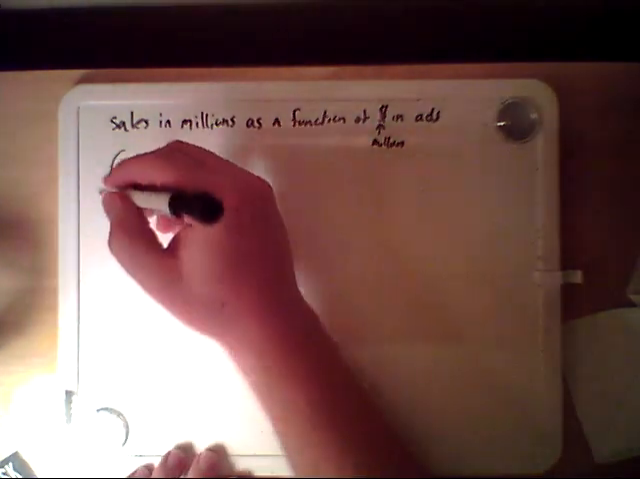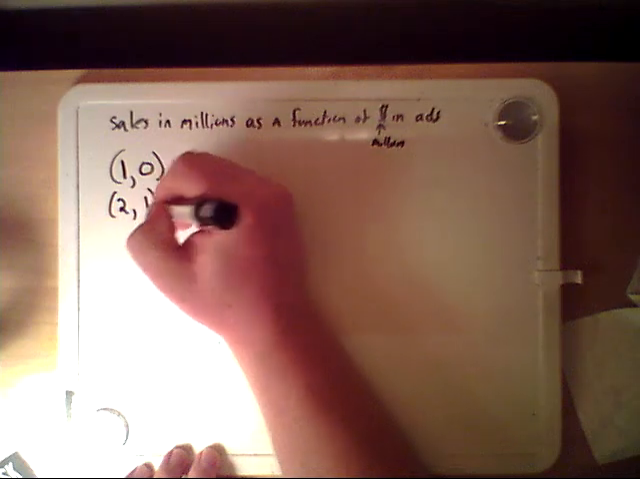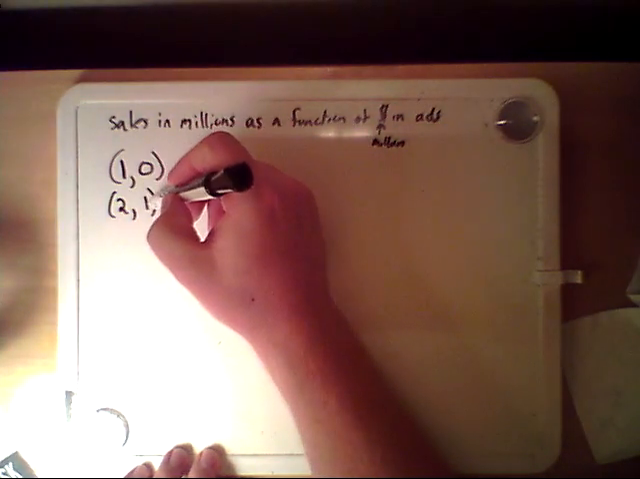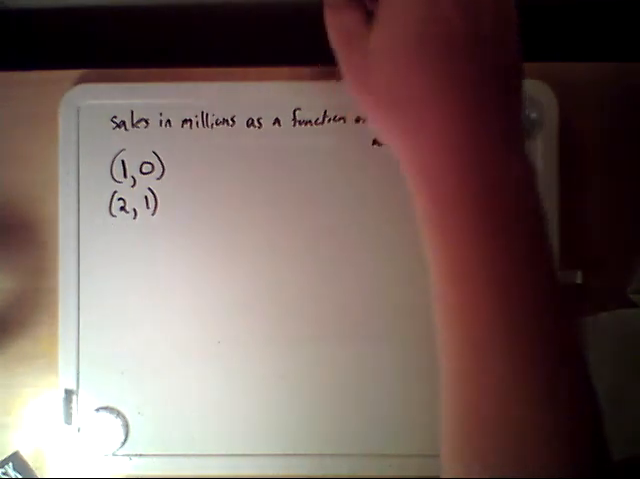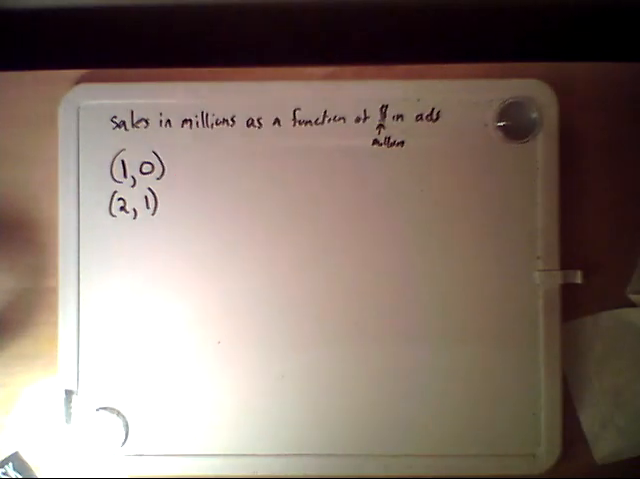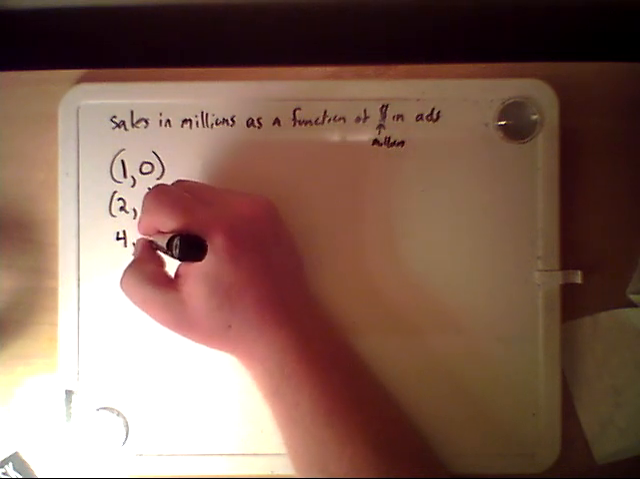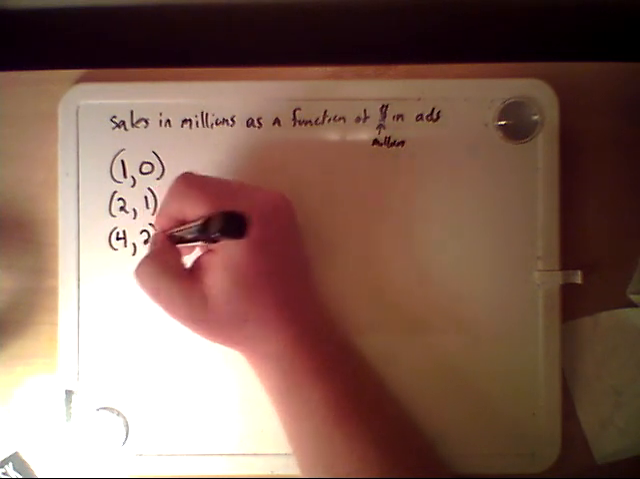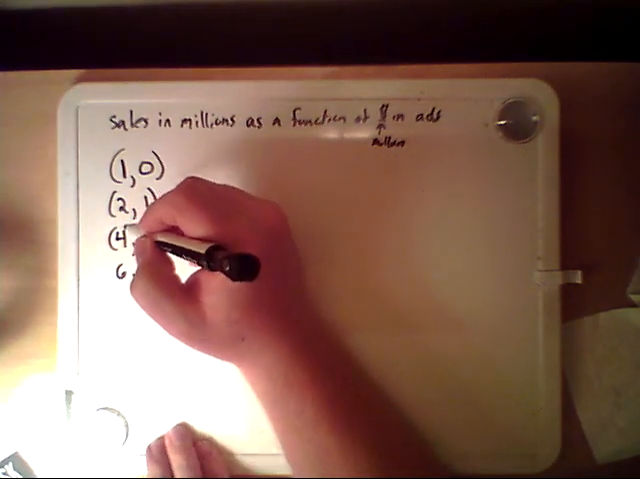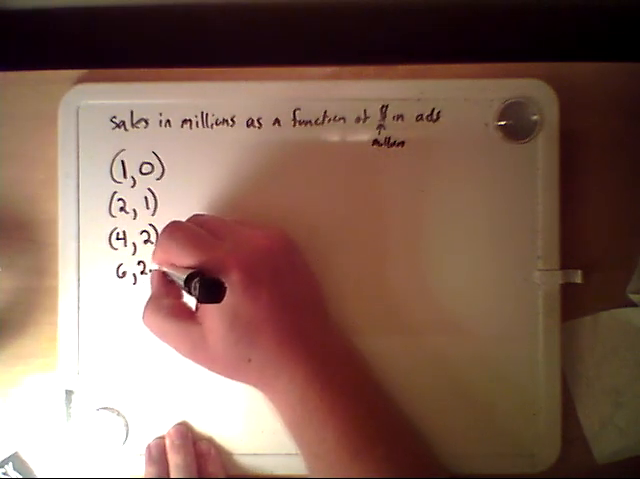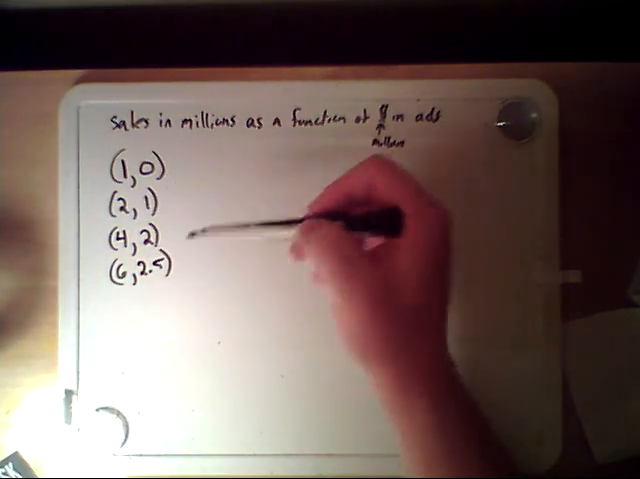Okay. After $2 million in advertising, you sold 1 million units. And don't think that just because we're not selling as many units as we're spending dollars in advertising, that's a problem. We could be making more than $1 per unit, so that might be okay. So after $4 million in advertising, you sell 2 million units. And after $6 million in advertising, you sell 2.5 million units. Okay, so we have 4 data points here.